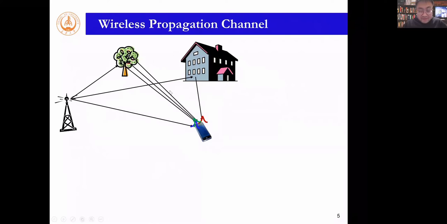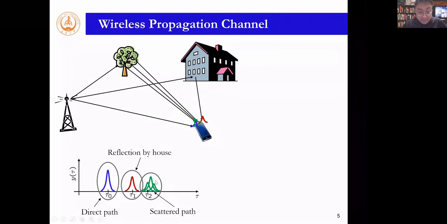So for instance, we have a signal reflected by the house facade, and we have also scattered by the tree surface. And this is what we can see at the receiver side. If you see the first arrived signal is the blue curve, and this is the direct path. The signal is transmitted directly from the transmitter to the receiver. And the second path is the reflected path by the house facade in red.